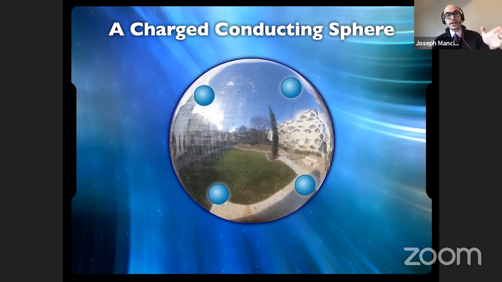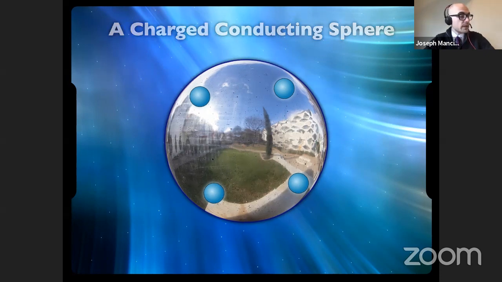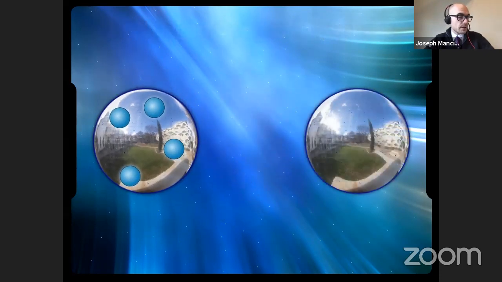Electrons spread out over the surface of a sphere. Charges spread out over the surface of a sphere. What that means is that the charge would be evenly distributed around the edges of a sphere and not in the middle. So we're going to bring in a second charged object.